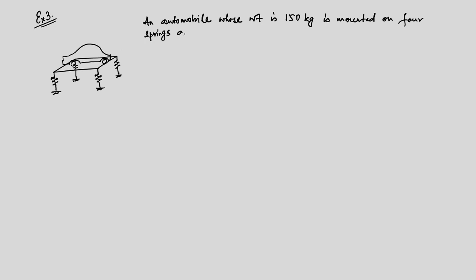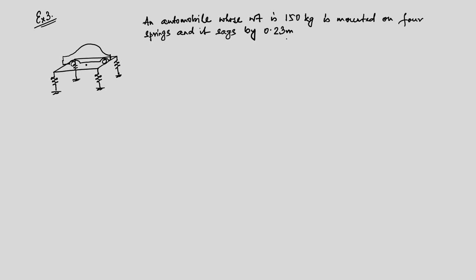And it sags by 0.23 meter. Obviously, these 4 springs, they are identical springs, and the CG of this vehicle is exactly over the CG of the supporting structure.